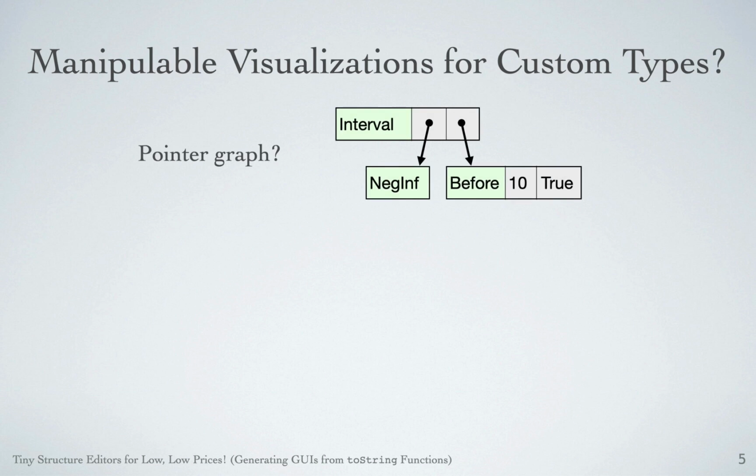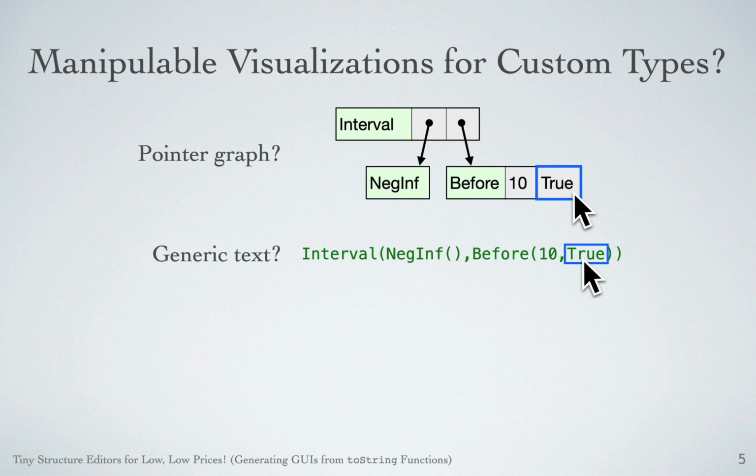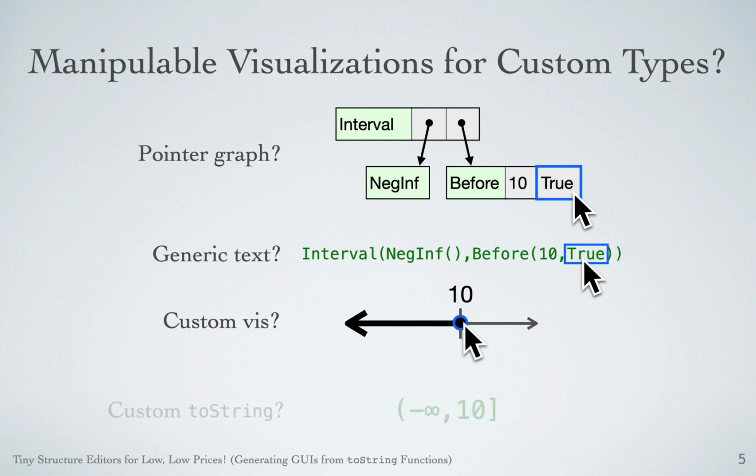Right? So we could show a pointer graph like Python Tutor does, or maybe some generic text, and that wouldn't be too hard to make manipulable. Ideally, the programmer would be able to make their own custom visualization, like this interval on the number line here. But are we going to force them to learn a new GUI framework just to make that manipulable? That seems like a lot to ask.